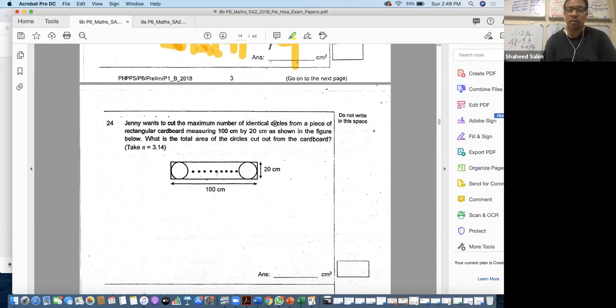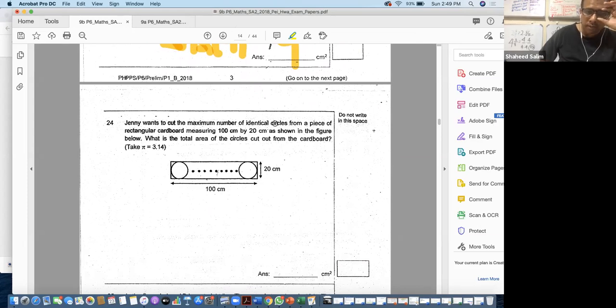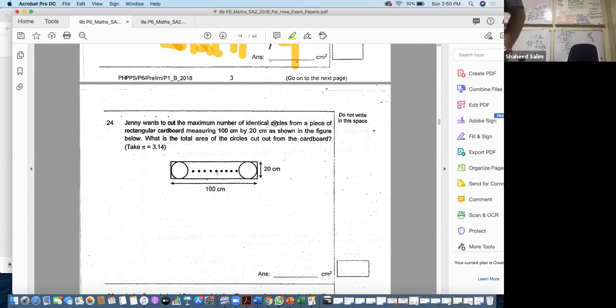Okay, now we try the next one. Jenny wants to cut the maximum number of identical circles from a rectangular cardboard measuring 100 by 20 cm. What is the total area of circles cut out? You understand the question first? If you don't understand, I have to show you by cutting out. Girls, are you all there? You all understand the question or don't understand the question?